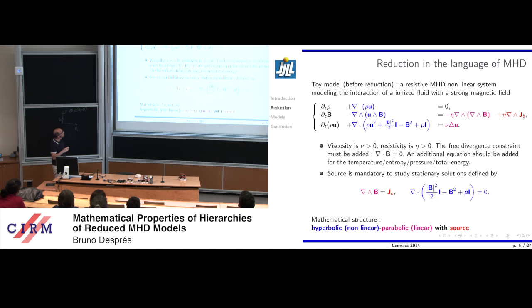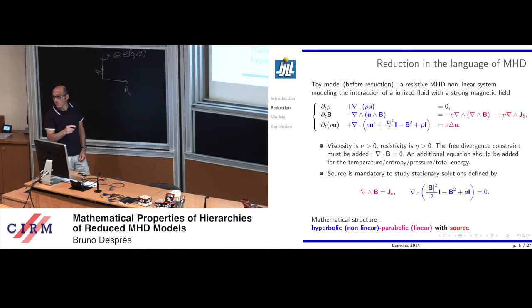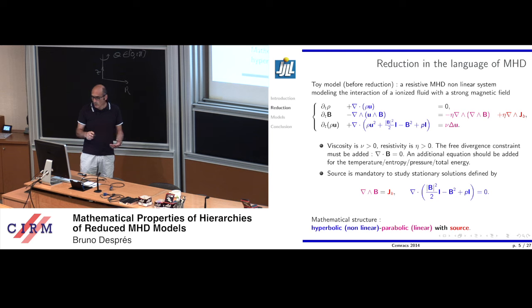And the mathematical structure of the model is clearly, in blue, the hyperbolic nonlinear part, in magenta, the parabolic second order but linear part, and in red, the source term. Okay? But now I want to reduce. Okay, so I forgot to say that here is the pressure, but the pressure will play almost no role. And okay, anyway.